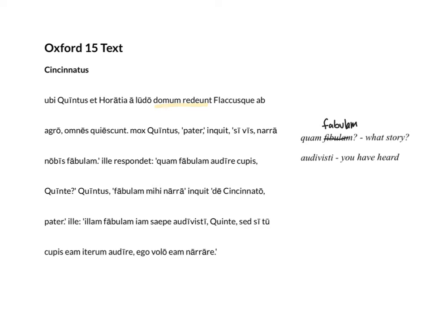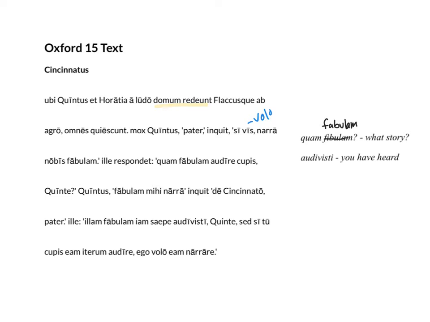So let's pause here and take a second and tell me which vocab word that you learned does vis come from. Nice job. It's the second person from volo, and we'll write that up here. So if you want, tell a story to us. Ille respondit, quam fabulam audire cupis, Quinte. He responded, what story do you want to hear, Quintus?